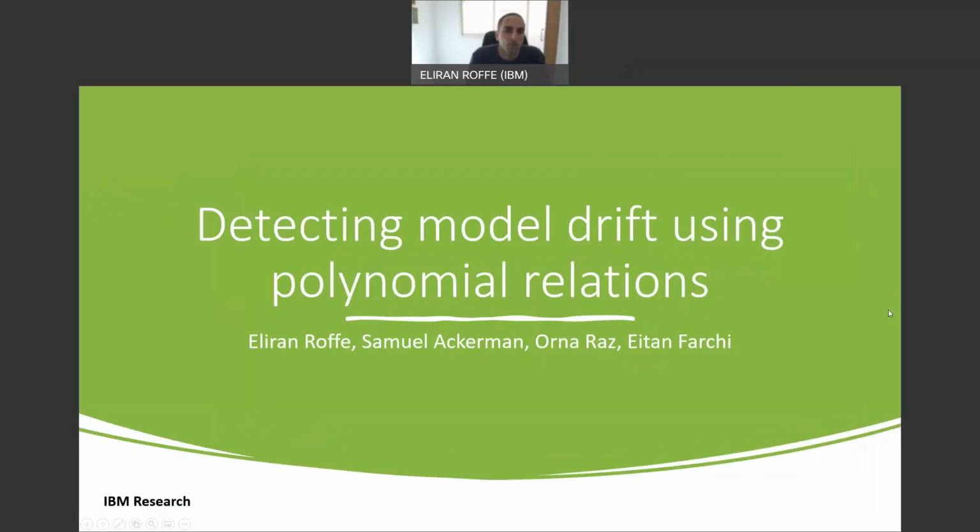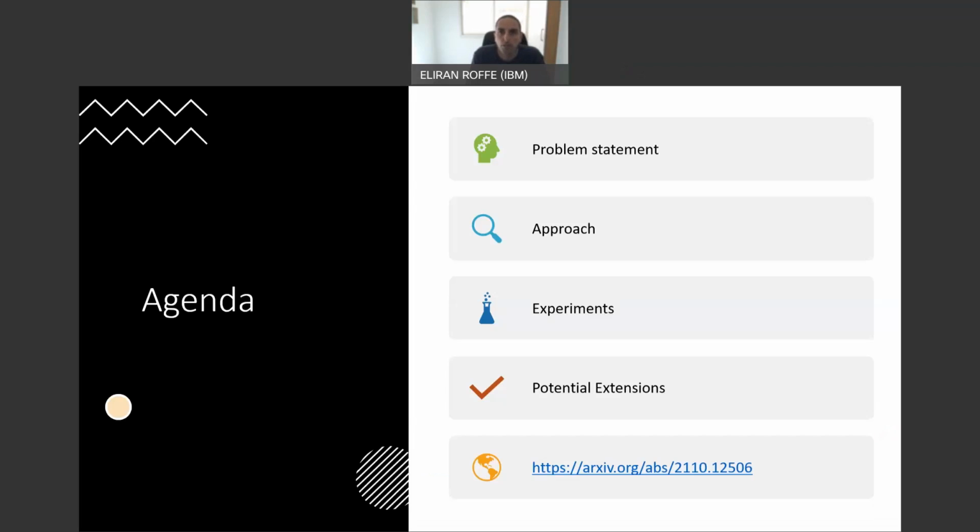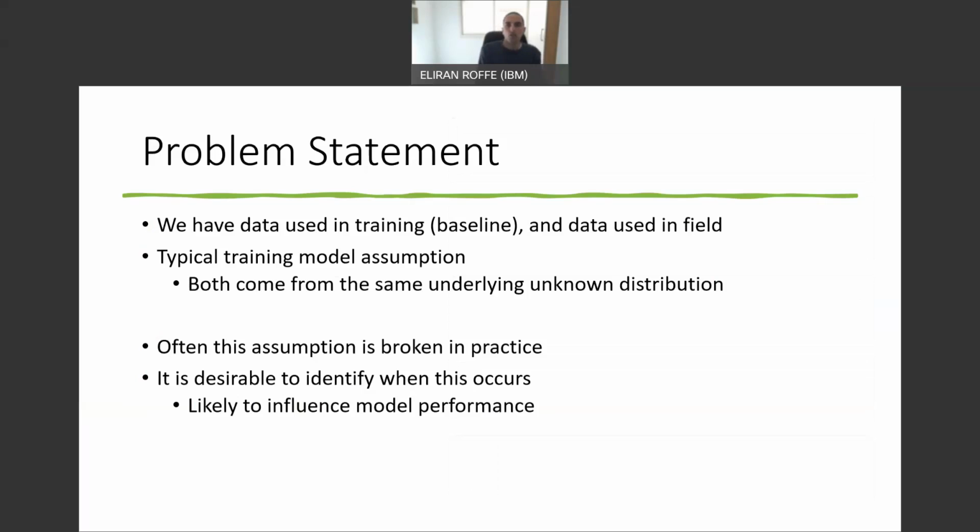The topic that I will talk about is detecting model drift using polynomial relations. This is the agenda. We'll start with the problem statement. What is the problem? What are our pain points? I will show our approach, how we want to solve it. I will demonstrate that our approach works as expected using several experiments. Then we will talk about potential extensions, or basically what we want to do right after the conference. You can also see our paper on arXiv. This is the link.